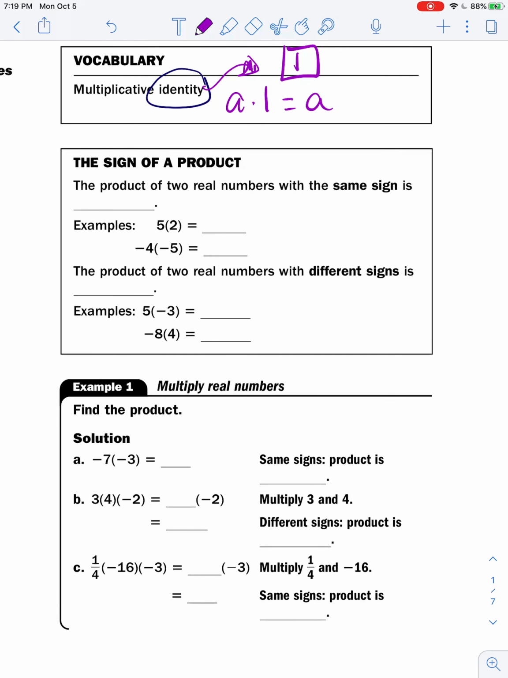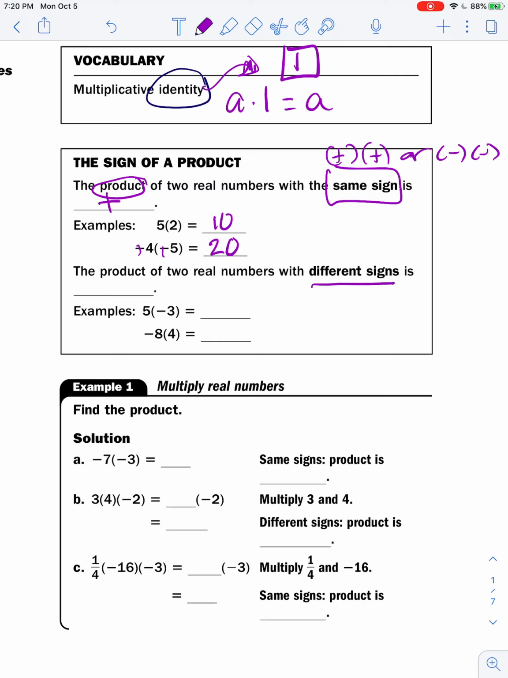This is the gist of multiplying signed numbers, meaning positives and negatives. So the product, meaning the answer when you multiply, of two real numbers with the same sign, so they can both be positive or they can both be negative, is going to be positive. So a 5 times a 2 will obviously stay positive. And here, a negative times a negative cancels itself out. So they cancel out in pairs. And so negative 4 times negative 5 is going to be 20 as well.